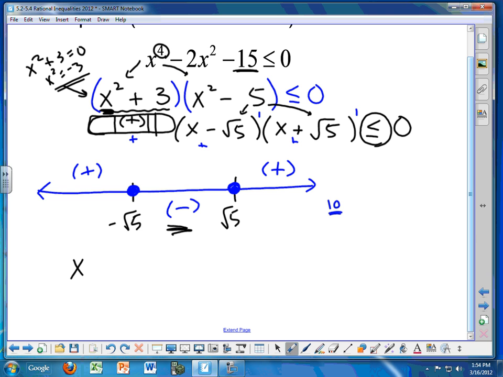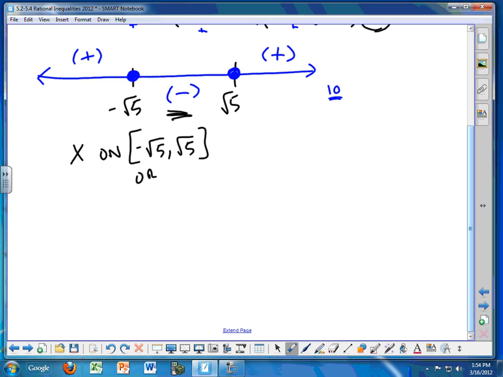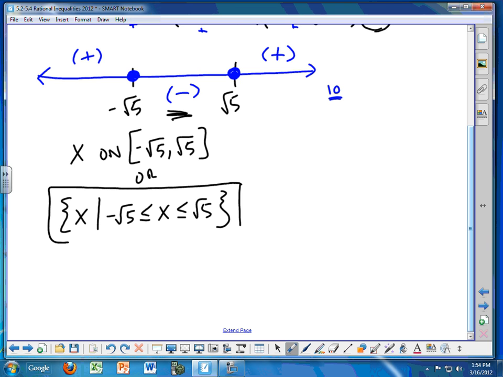That would be x on the interval, and this time we use a bracket, negative radical 5 to radical 5. Or we can write that in set notation once again with a brace, x such that x is greater than or equal to negative radical 5 and x is less than or equal to radical 5. That would be the proper way to state that. And these are the two possible answers, but either one is fine.